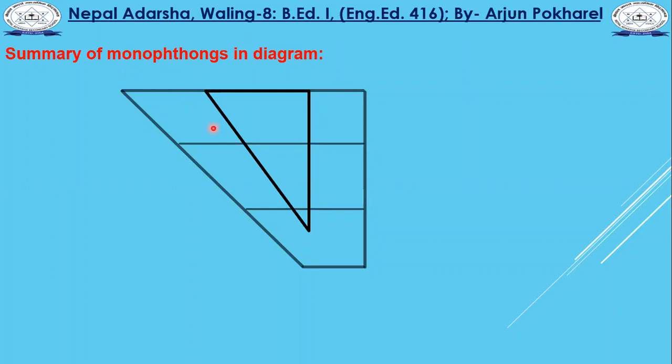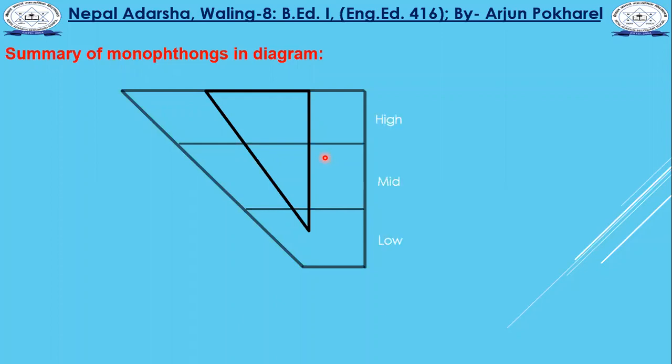In this way, this whole is the oral cavity. The horizontal lines show the height of the tongue, and the vertical lines show the parts of the tongue. In this way, you have to prepare the diagram of the monophthong.